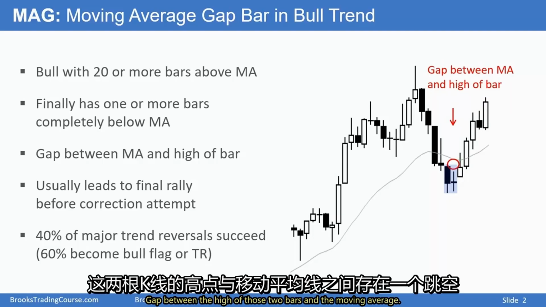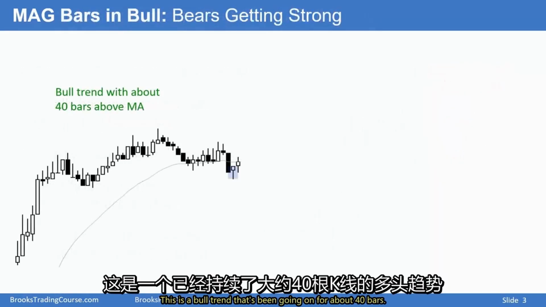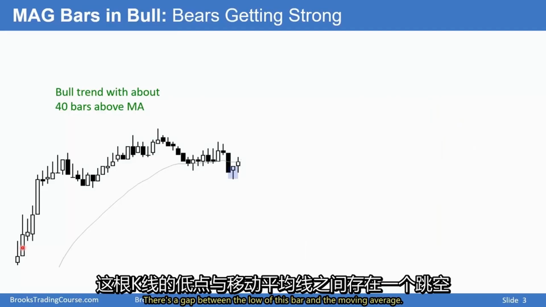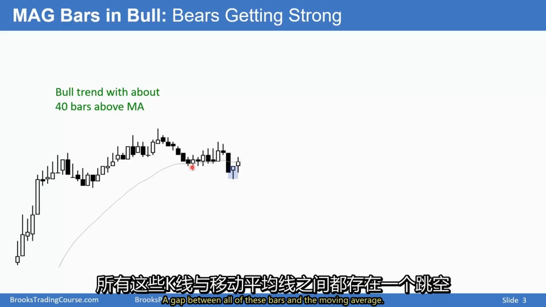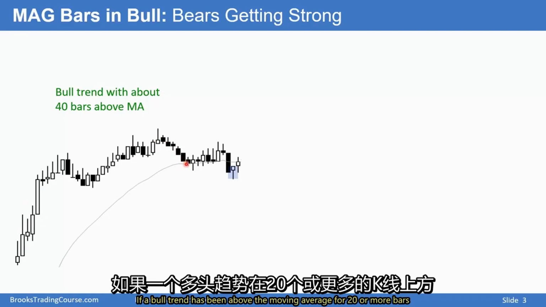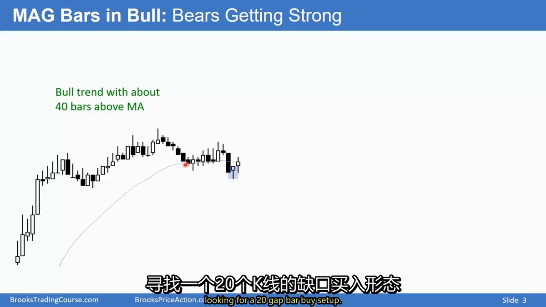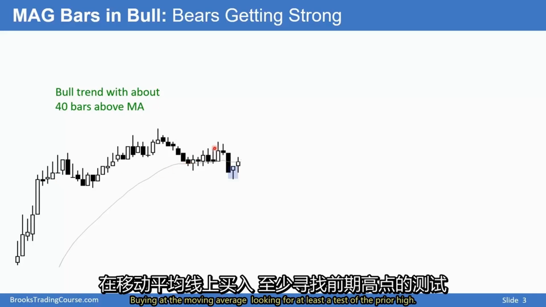Gap between the high of those 2 bars and the moving average. This is a bull trend that's been going on for about 40 bars. It finally touched the moving average. There's a gap between the low of this bar and the moving average, a gap between all of these bars and the moving average. When you finally get a touch of the moving average, it's a 20 gap bar buy setup. If a bull trend has been above the moving average for 20 or more bars, there are usually bull scalpers buying at the moving average, looking for at least a test of the prior high.